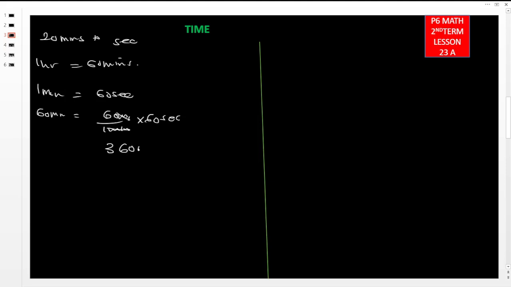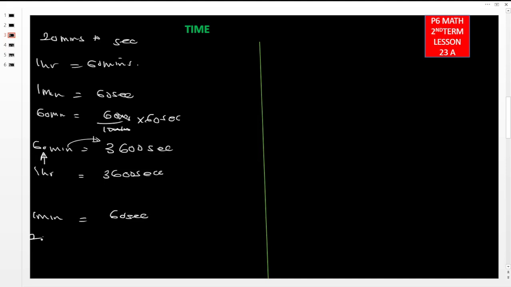Then we add on our 2 zeros, meaning that 60 minutes are equivalent to 3600 seconds, which means that 1 hour is equal to 3600 seconds, because 1 hour is made up of 60 minutes, and 60 minutes are made up of 3600 seconds. All right, so now let us convert. We know that 1 minute is equivalent to 60 seconds.